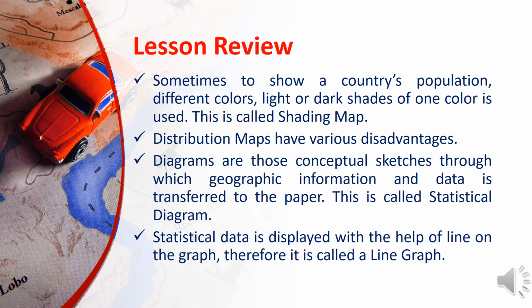Now we will review our today's lesson. Sometimes to show a country's population, different colors, light or dark shades of one color, are used. This is called a shading map. Distribution maps have various disadvantages. Diagrams are those conceptual sketches through which geographic information and data is transferred to paper. This is called a statistical diagram. Statistical data is displayed with the help of a line on the graph. Therefore, it is called a line graph.